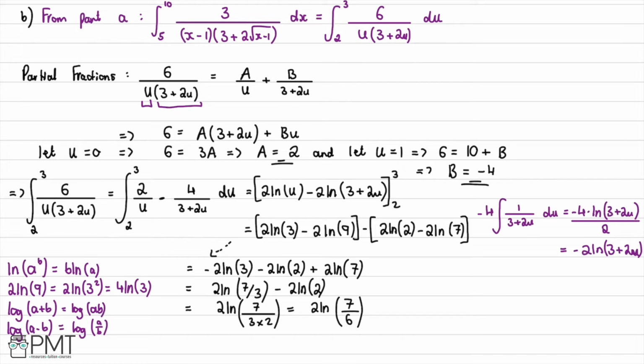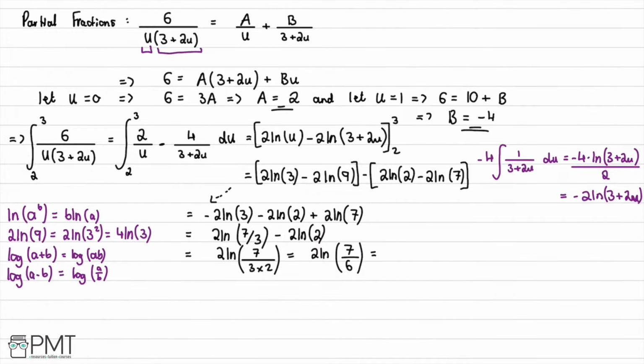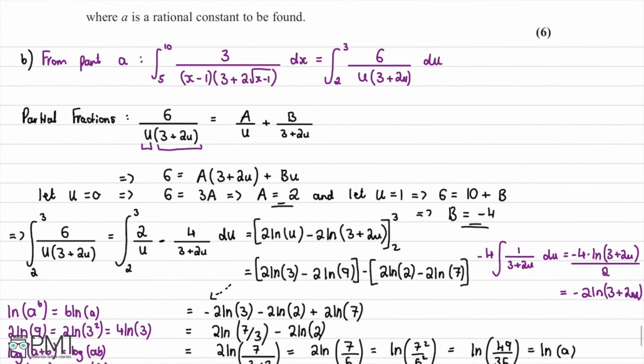So remember, we were asked to give something in the form ln a, but we currently have a constant multiplied by ln a. So what can we do? From this log law here, we can bring this power up here and square everything. So that's going to be equal to saying that we've got ln of 7 over 6, and then we square all of that. So we square both terms, which is going to be equal to ln 49 over 36. And then that is equal to ln a, where a is equal to 49 over 36. So therefore, we've completed this question.